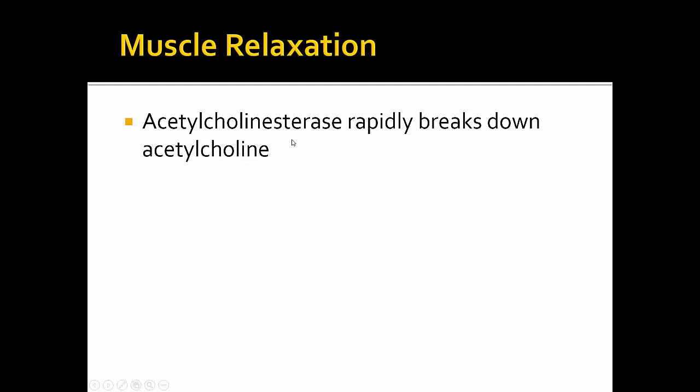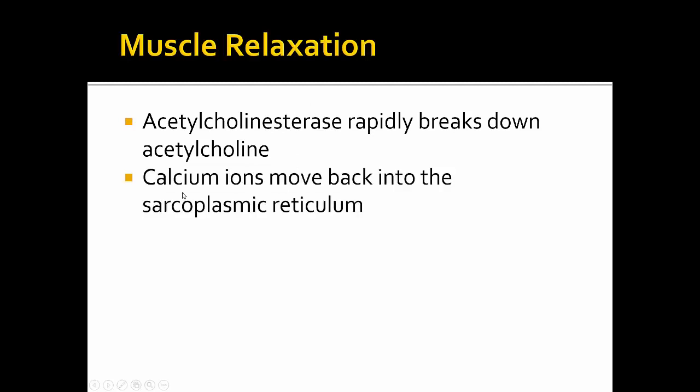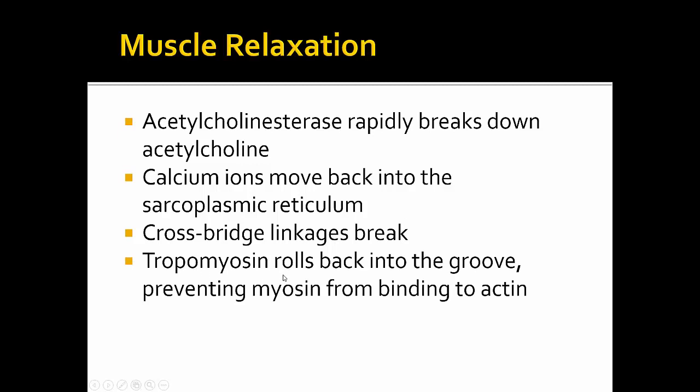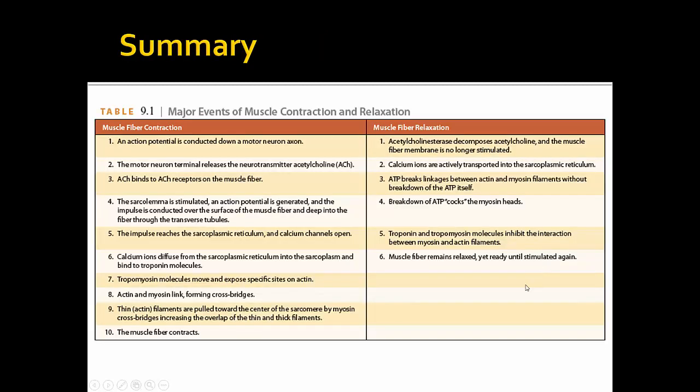For the muscle to relax, you have an enzyme called acetylcholinesterase. All right, so the ACE enzyme breaks down acetylcholine. Calcium ions move back into the sarcoplasmic reticulum. The cross bridge linkages break. Tropomyosin, since the calcium is gone, rolls back into its groove, which prevents the myosin from binding to actin, and the muscle can relax. So these are the major events of muscle contraction and relaxation.